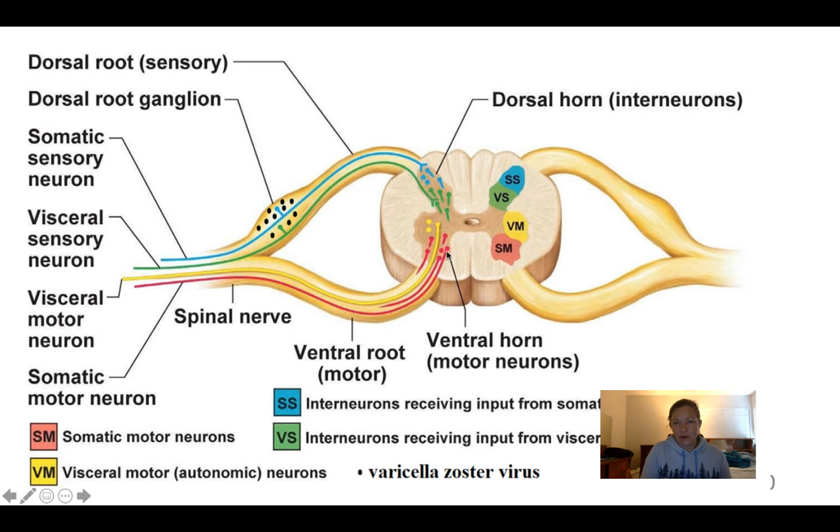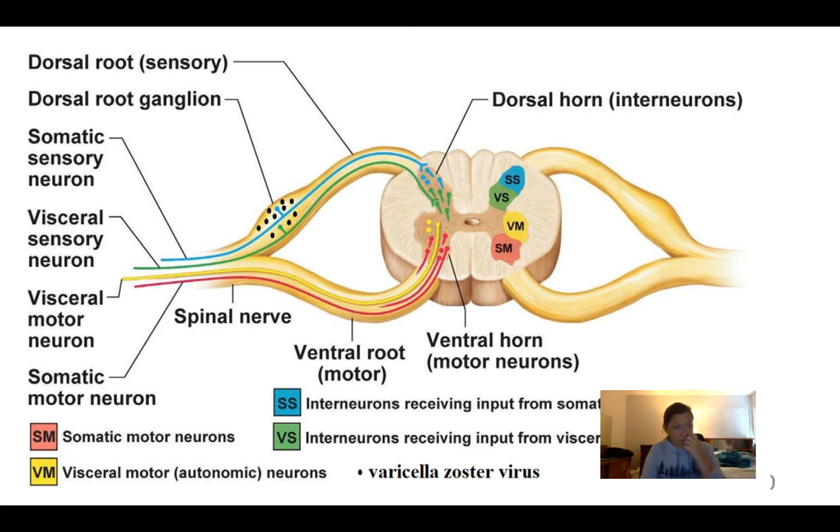The motor neurons, either somatic or visceral, originate in the intermediate or ventral gray matter and exit via the ventral root, and the ventral root meets the sensory outflow distal to the dorsal root ganglion. And at that juncture, you have what's called a mixed spinal nerve.